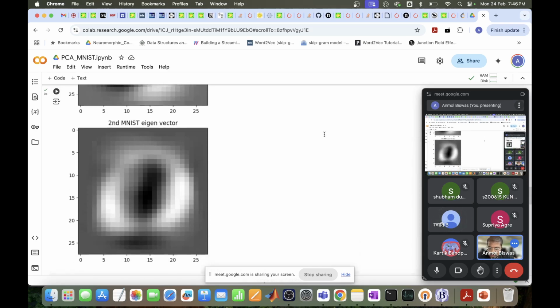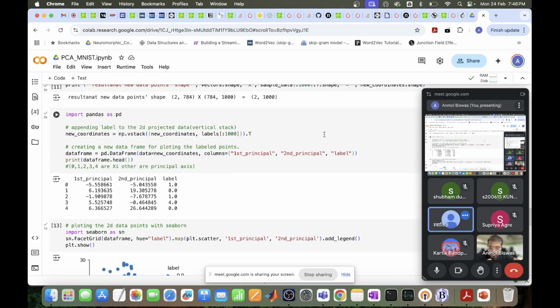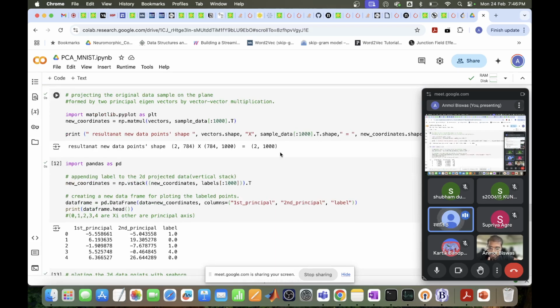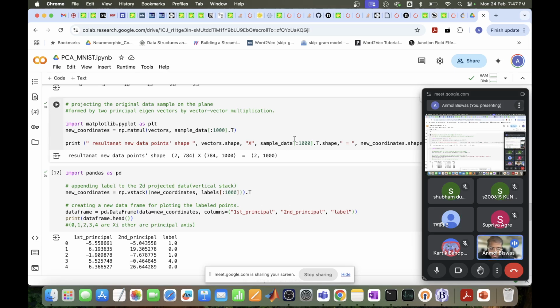Multiplication, which one? This one? Yeah, so this multiplication is nothing but taking the projection of the sample data along the two eigenvectors, right? So how do you take a projection of one vector?